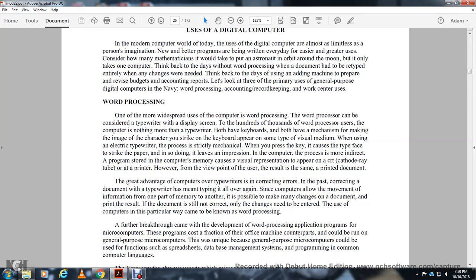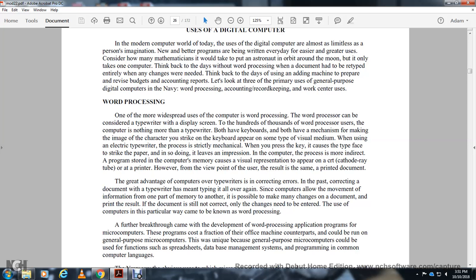Word computers are nothing more than a teletypewriter with a keyboard. The characters that you strike on the keyboard may appear on some type of visual medium. When using an electric typewriter, the process is strictly mechanical. You press the key, which calls for the type face, strikes the paper, and leaves the impression. With the computer, the process is more indirect. The program stored in the computer's memory calls for the visual representation, viewed on the cathode ray tube or the printer.